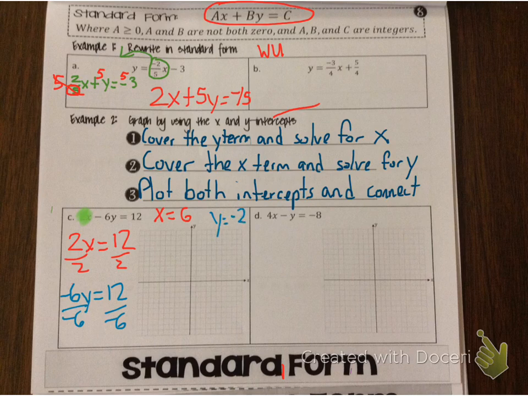So I would graph both of those. On the y-axis, I go to negative 2. On the x-axis, I go to positive 6. And then I draw a line through those points. And that's how you graph using intercepts. You're going to do this one in class as a warm-up. And that's it.